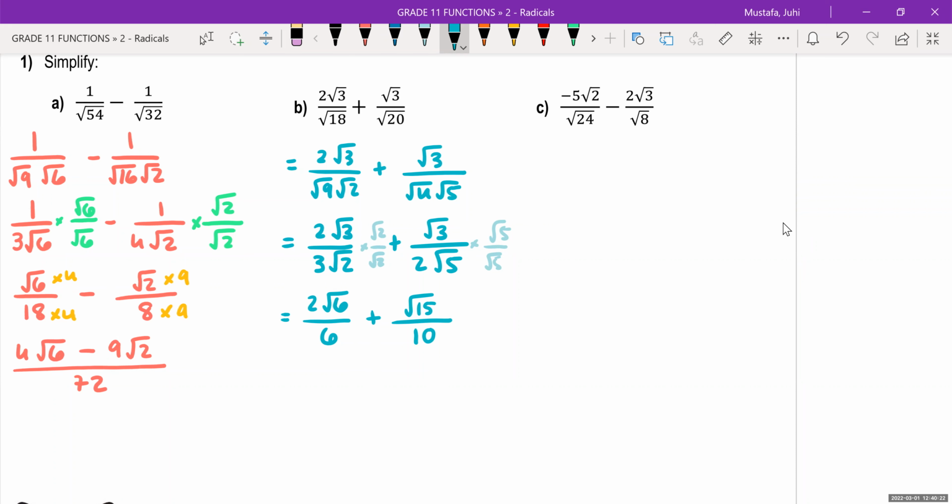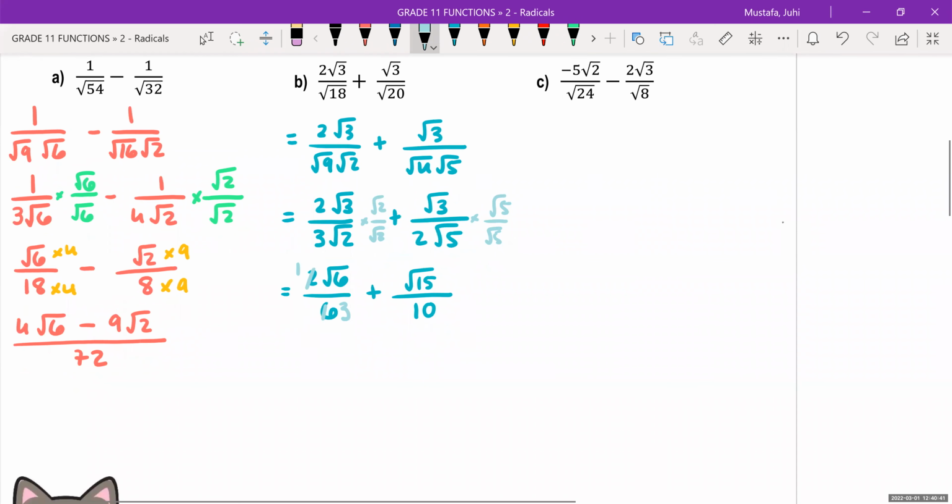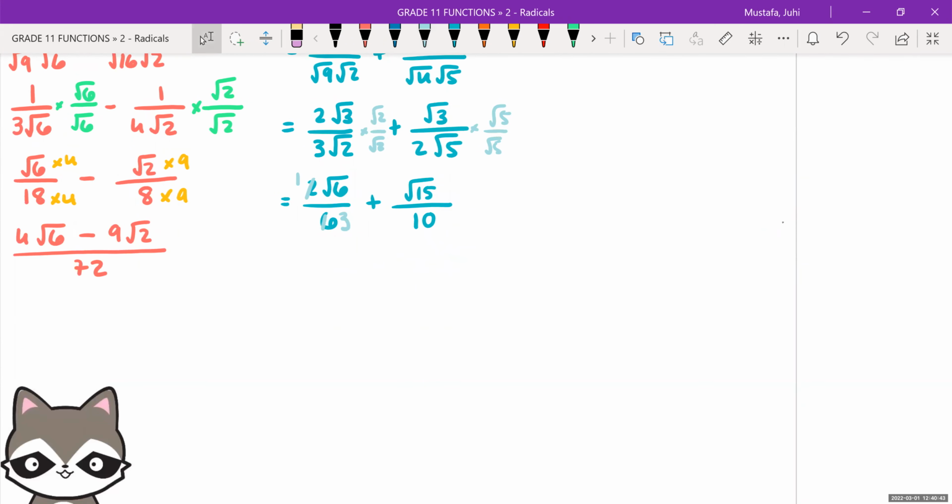Can we simplify any of these fractions before we find a common denominator? Yeah, we can. The 2 and the 6, right? We can actually simplify the 2 and the 6 to give us a 1 and a 3. Do you leave the number that's in the square root alone? You don't simplify it, right? Exactly.